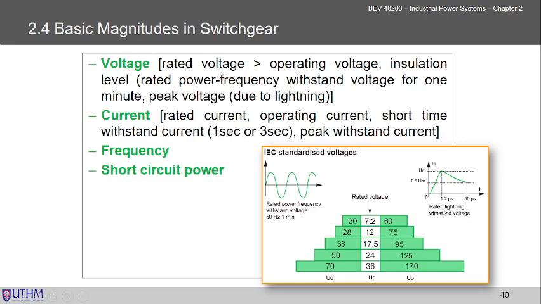But in lightning it is about microseconds. It's in the microseconds. Okay. So this is about the faults and the fault currents, and the frequency, of course, depends on plus or minus 1%. Okay. And the short circuit power also depends much on the fault current.